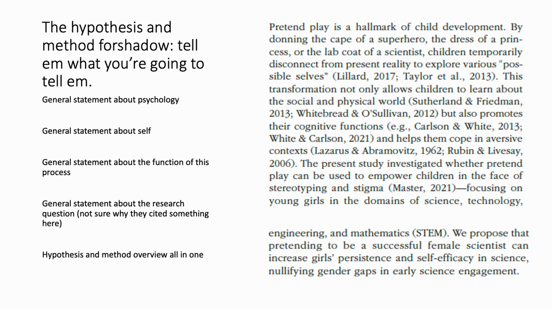So they start off with pretend play as a hallmark of child development. They don't cite it. They're saying, hey, based on my reading of all of this, pretend play is a hallmark of child development, right? They're making this general statement. But you can't do that in science. So they make that statement, then they got to prove it correct. And that's what they're doing with all of this presentation of information. So they make a general statement about psychology, then they support it, right? And then finally they give their methods overview and hypothesis overview.